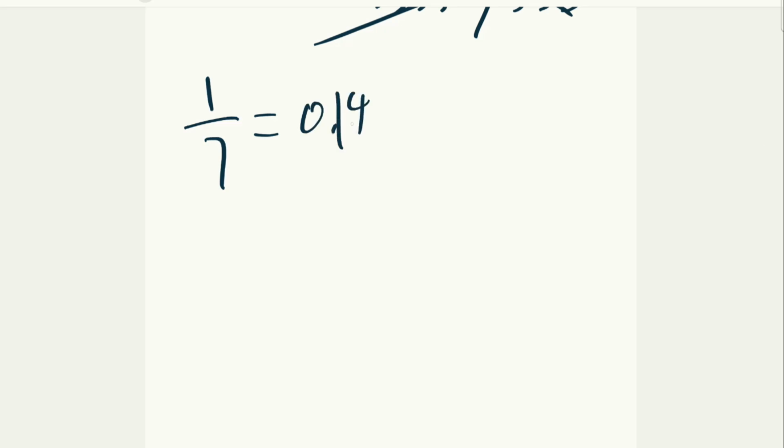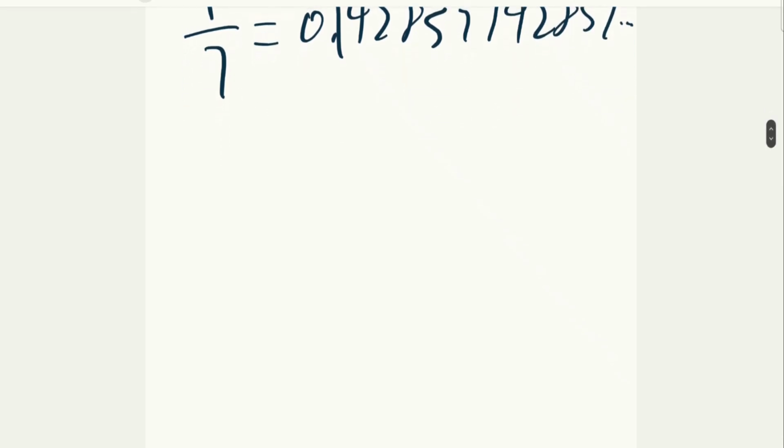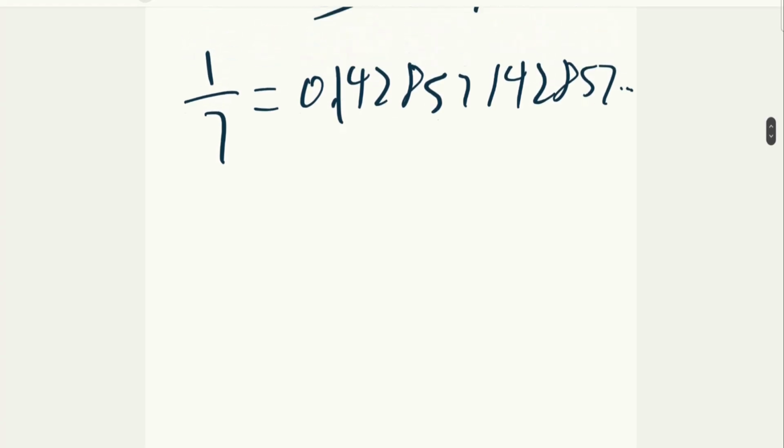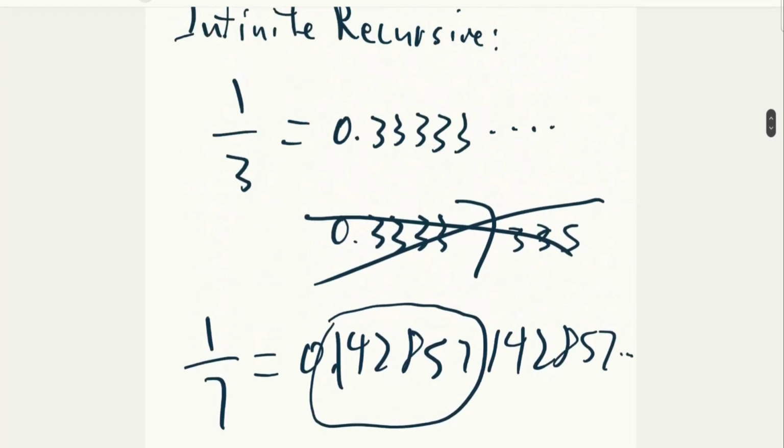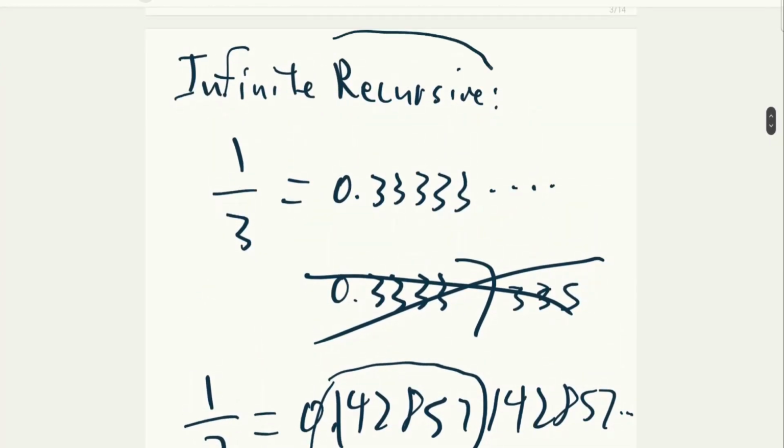But infinite recursive decimals aren't just a repetition of the same number. It can be a repetition of a set of numbers. For example, 1 divided by 7 is equal to 0.142857 to infinity. It's not the same number repeating over and over again, but it is the same set of numbers repeating over and over again, which makes it an infinite recursive decimal.